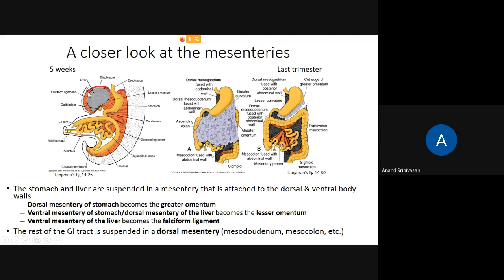Falciform ligament. I don't think liver is finished for you, right? Cross anatomy of liver is over. No, sir.